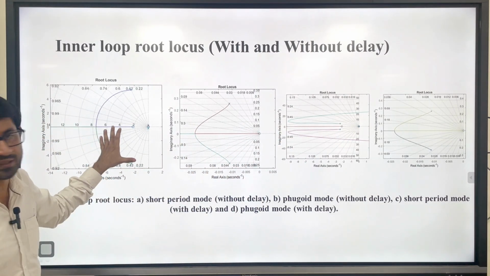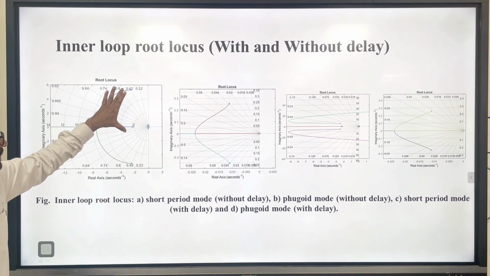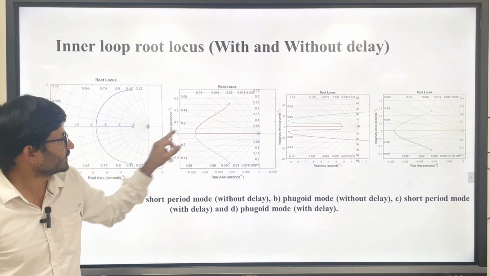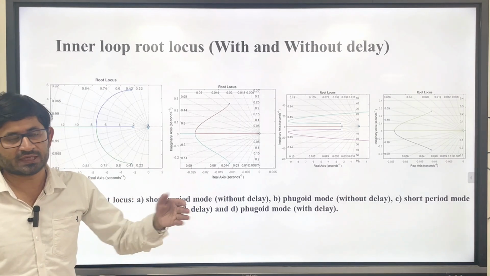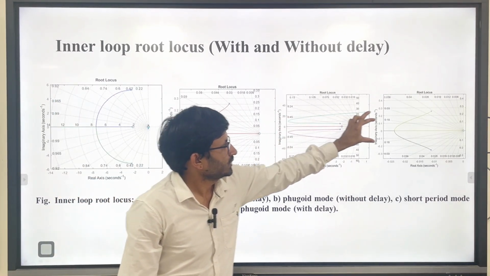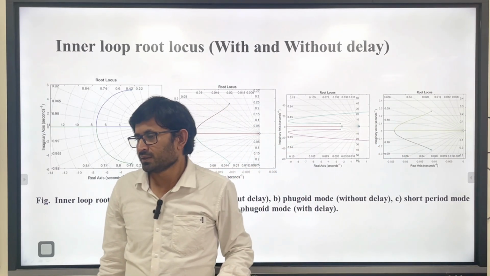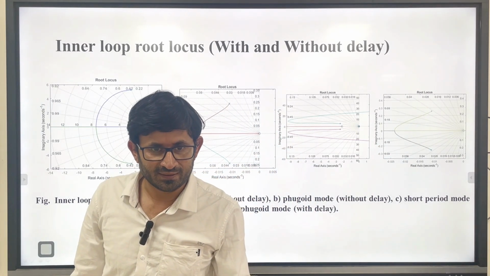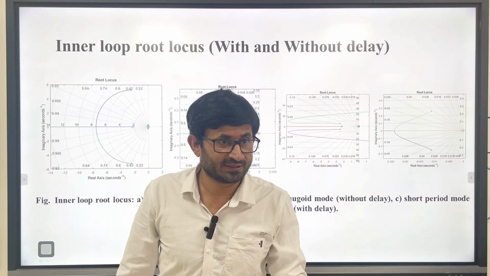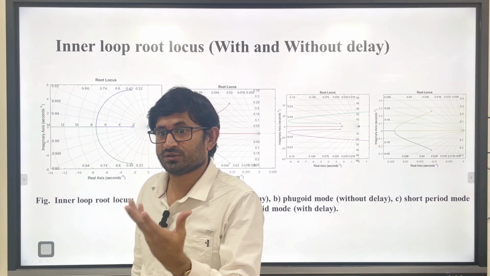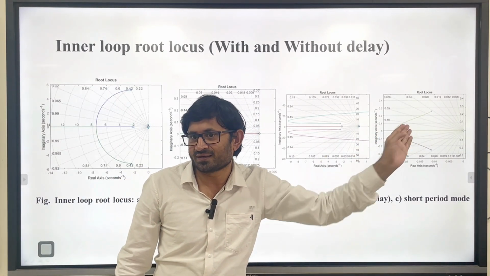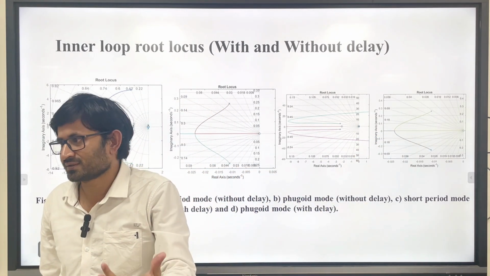See, this is without delay, right? One mode is short period, another one is a lightly damped phugoid. These two. When you introduce delay, this mode will try to shift towards the right half plane. Because of delay. So as a control system designer, you have to be very sure that you should not cross this boundary, the right half plane. Okay, otherwise the system will be unstable.